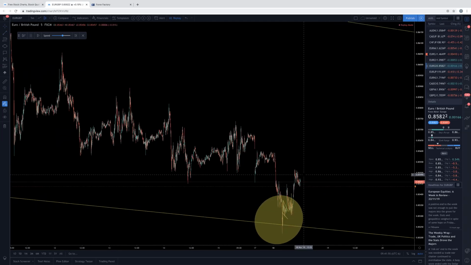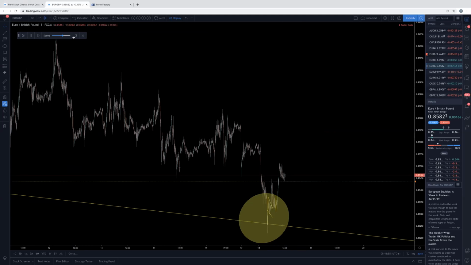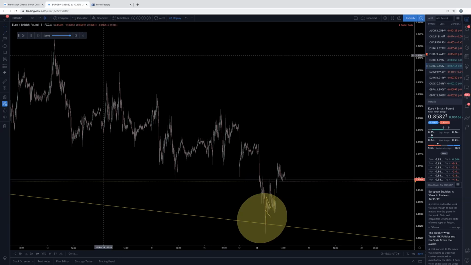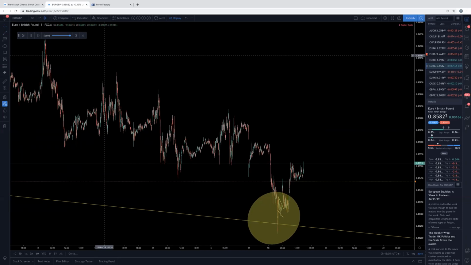I actually got 2 separate entries in this area. Speed that joint up. But yeah, so any questions on that? Does that make sense? Yep.